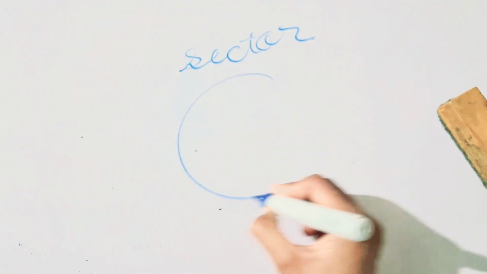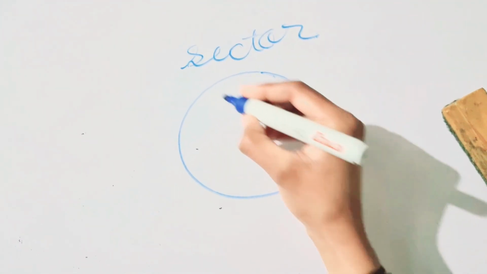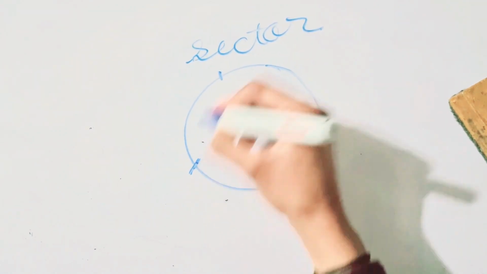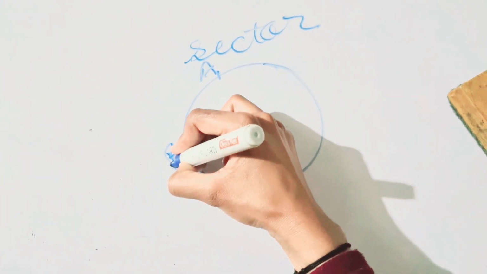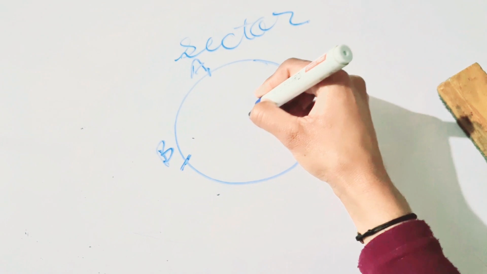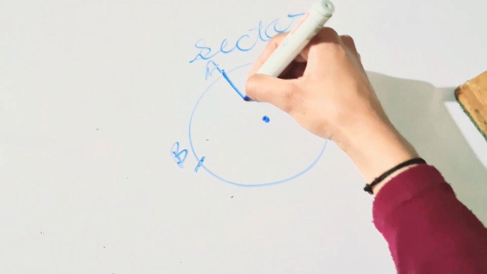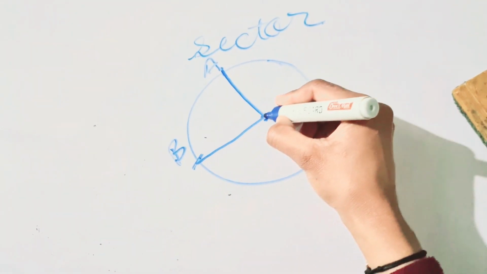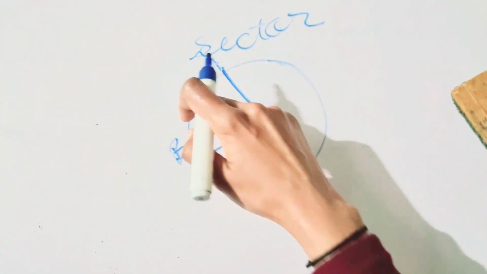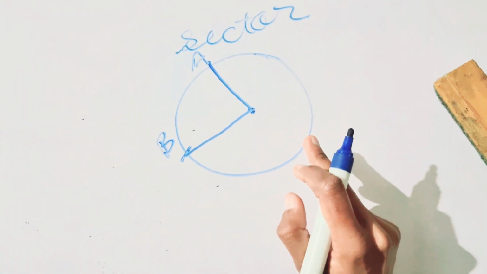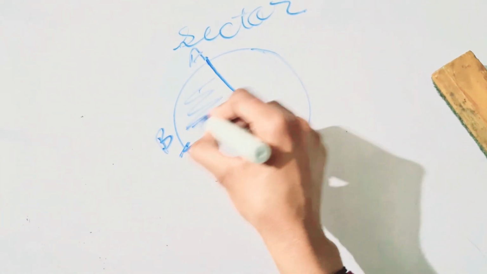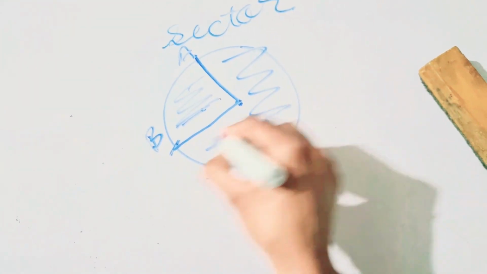Okay, this is the circle, and any arc, suppose this is AB. This is the center, and we join this arc with the center. That time this circle is divided into sectors. This is called the minor sector, and this is called the major sector.